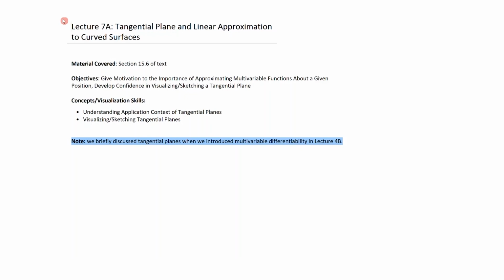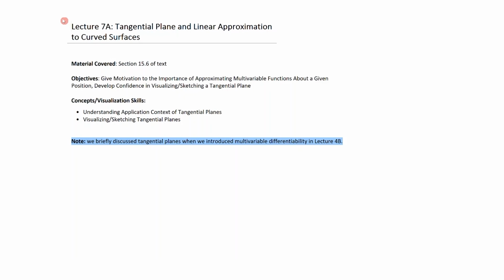Welcome to Lecture 7a, entitled Tangential Plane and Linear Approximation to Curved Surfaces. The material for this lecture is coming from section 15.6 of the text, and the objectives are to give motivation to the importance of approximating multivariable functions about a given position, and also develop confidence in visualizing and sketching a tangential plane.